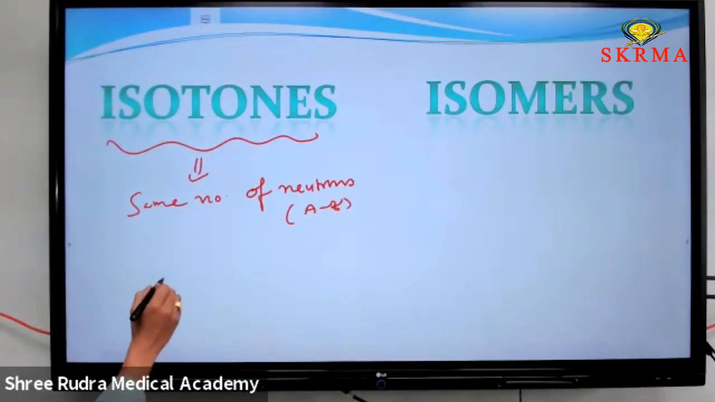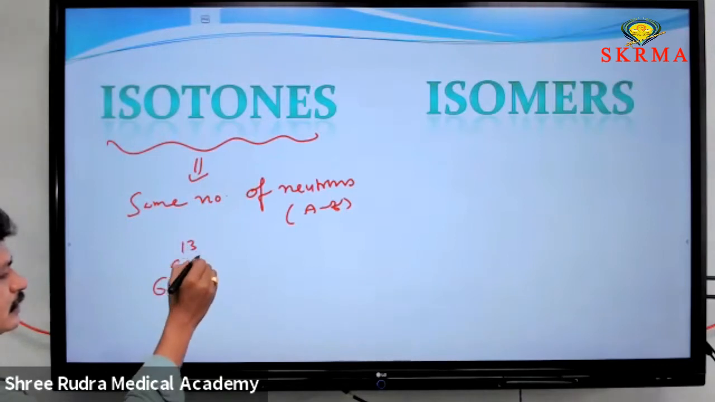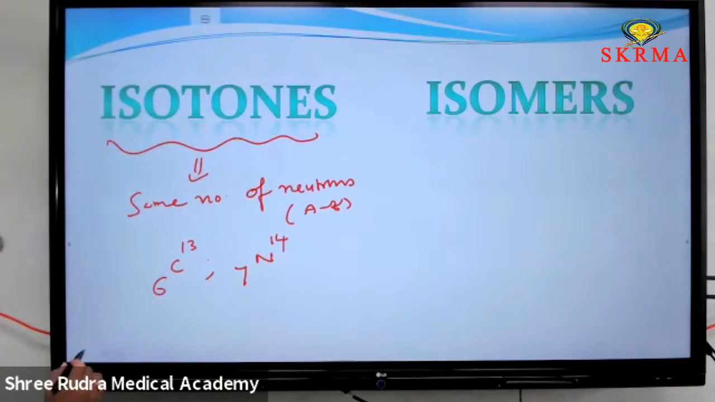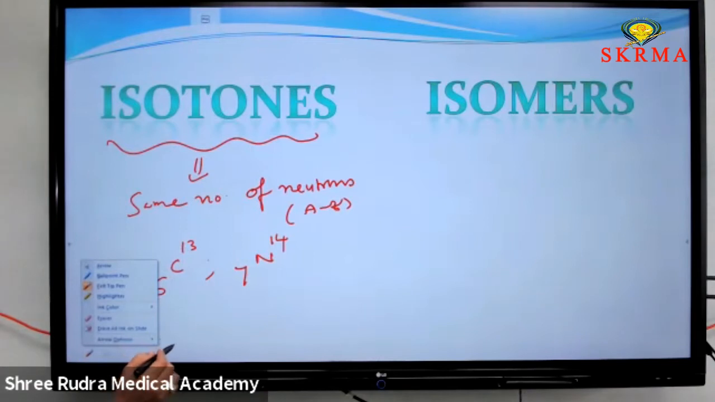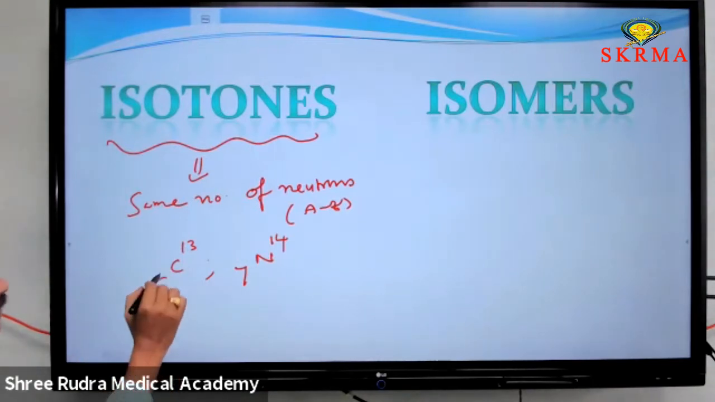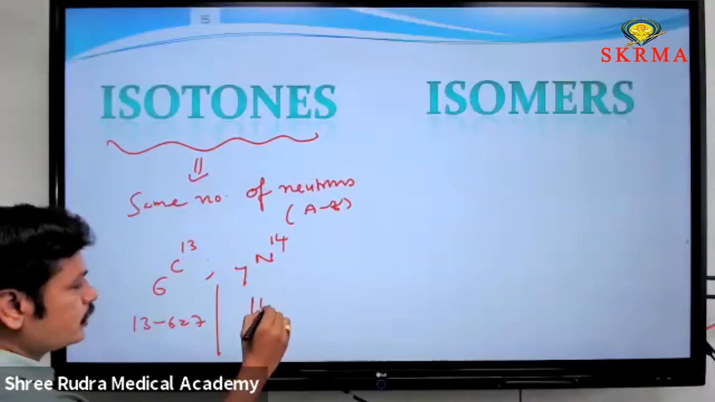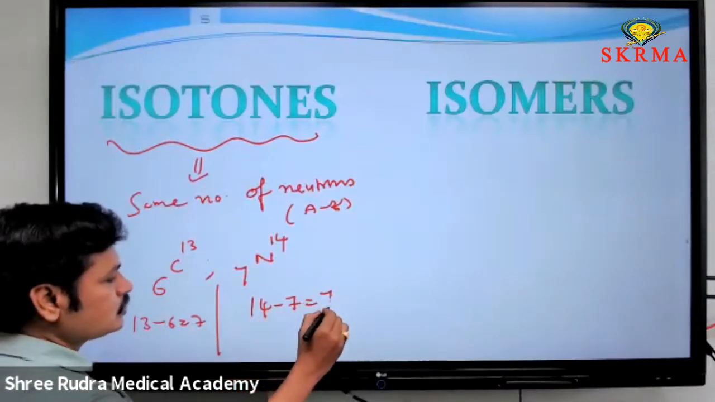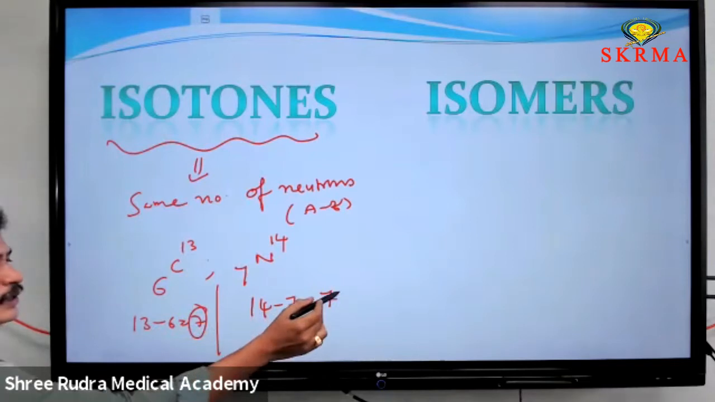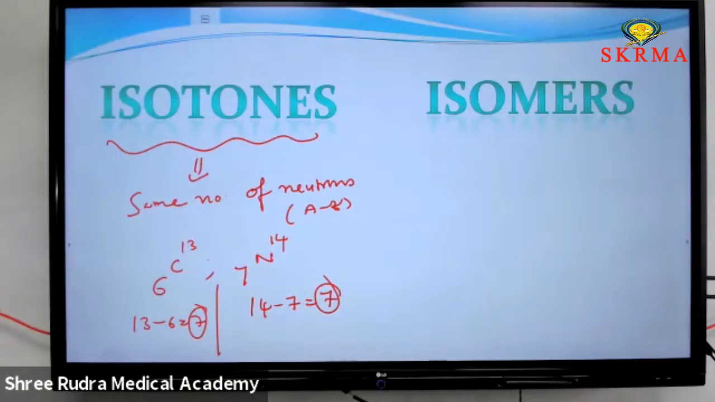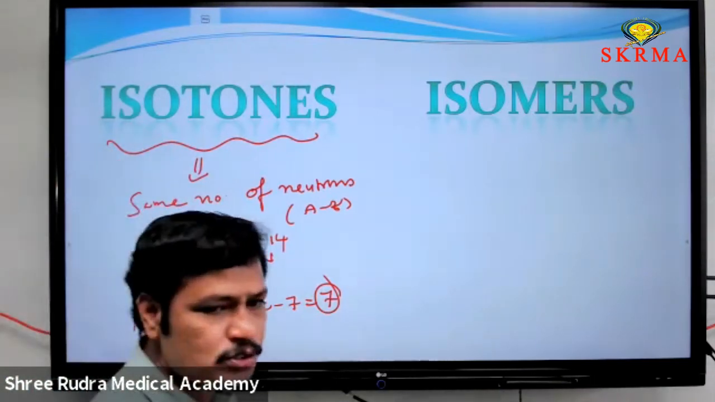The best example is if you take 6C13 and 7N14. Here the neutron number A minus Z is 13 minus 6, that is 7. Here also 14 minus 7, that is also 7. In both cases the neutron number is 7. This way the nuclei which have the same neutron number are called isotones.